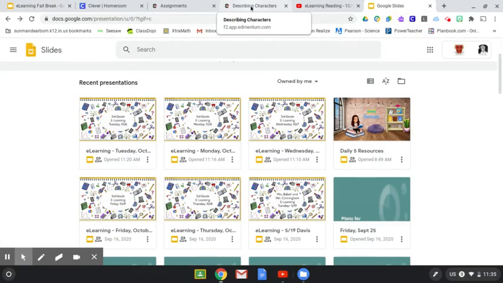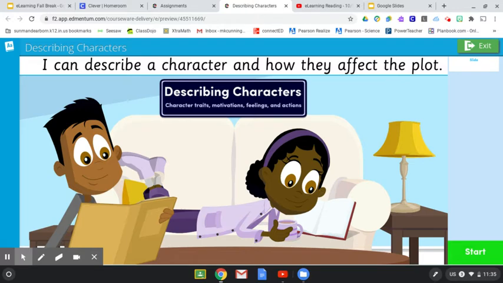And we are going to be talking about characters, character traits, motivations, feelings, and actions. A lot of this is review, but it's things that we'll be talking about all year. It's the same thing that I've been doing with others. I'm going to watch this along with you and stop and answer questions, and then you'll do the rest of it by yourself. And then for your assignment on Thursday, you'll have a completely independent lesson and practice and quiz to do. So let's go ahead and get started.